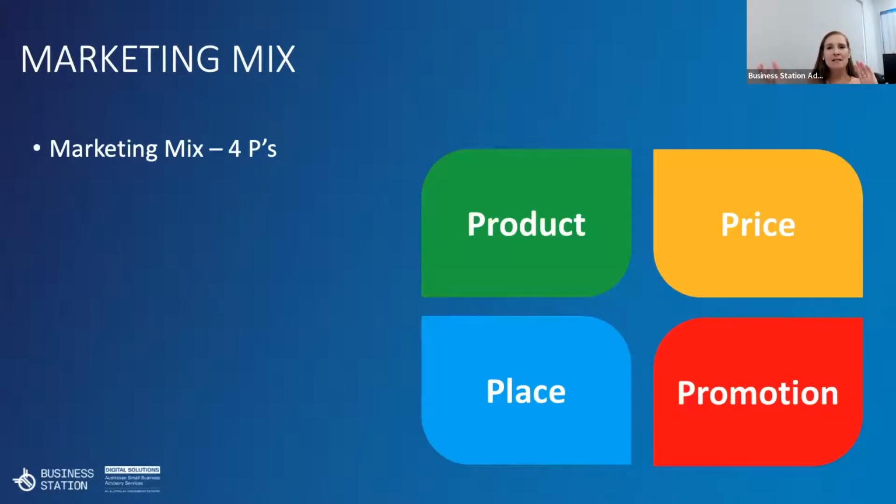So really think about your strategies to appeal to these target markets. Now, there is also an extension into 7 Ps if you include people, as in your staffing, your processes, and your physical environment. So 4 Ps as a bare minimum, 7 Ps if you want to extend on that and if it's relevant to your business. But we'll just talk about the 4 Ps today, the main 4.